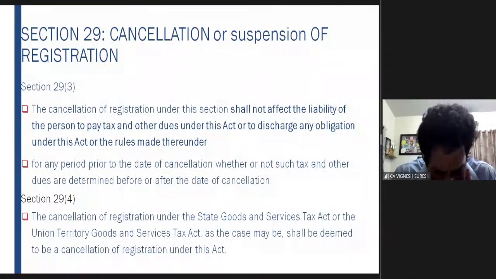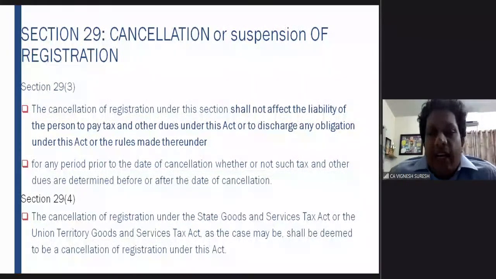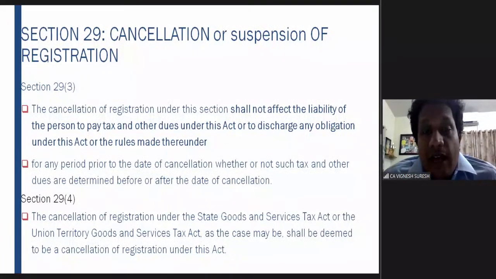So therefore, liability will not be affected for any period prior to the date of cancellation, whether or not such tax and other dues are determined before or after the date of cancellation.